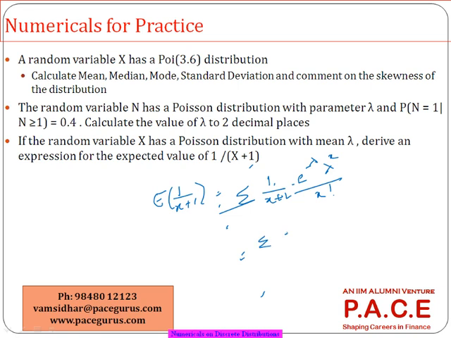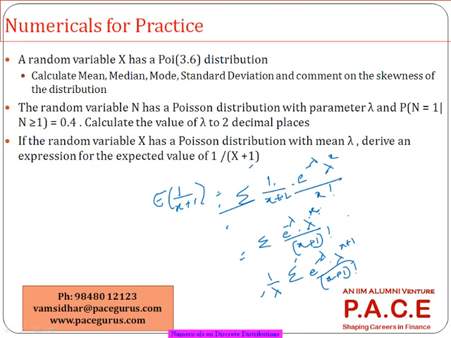Which means what is coming out to me is the summation of e power minus lambda, lambda power x, and the denominator will become x plus 1 factorial. So what I can do is multiply and divide by lambda, so that the denominator also becomes x plus 1. I'll write sigma e power minus lambda, lambda power x plus 1 by x plus 1 factorial. I have just multiplied and divided by lambda so that I can express it in this form.